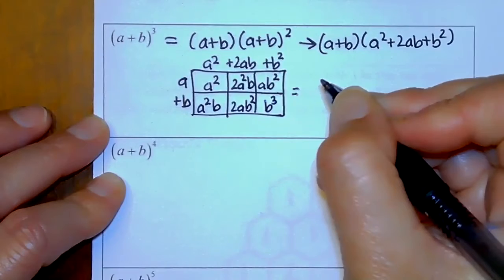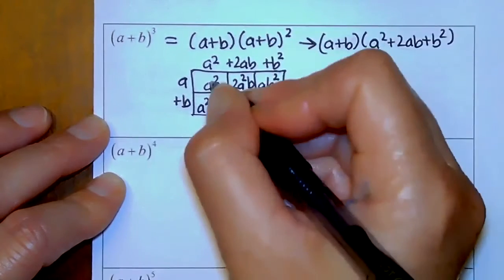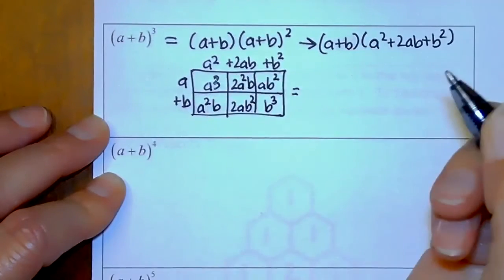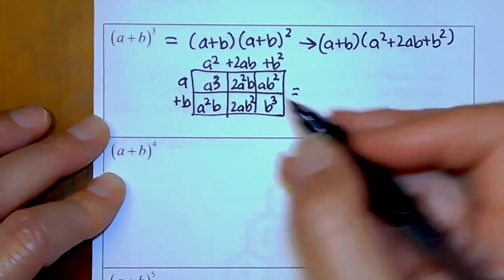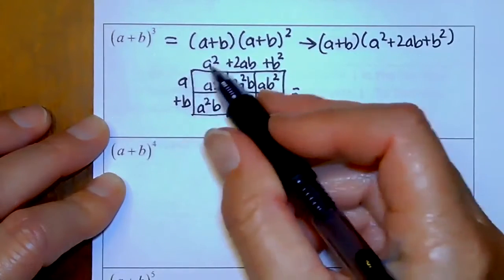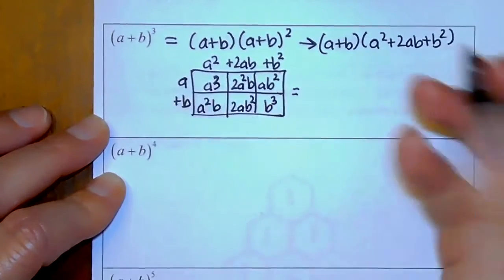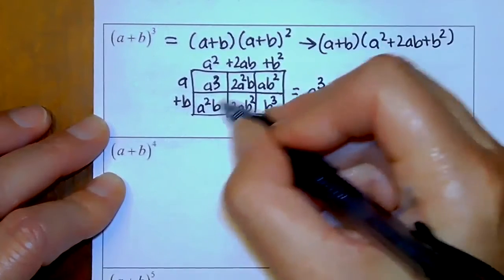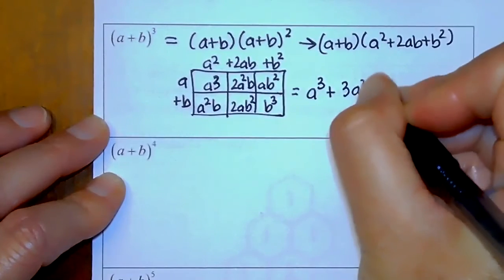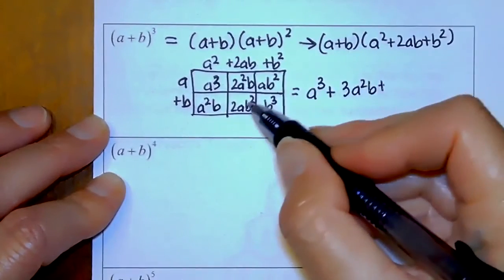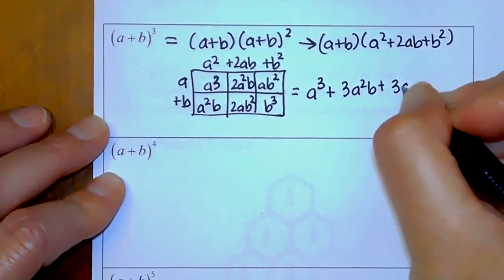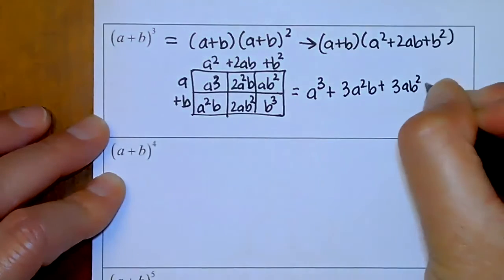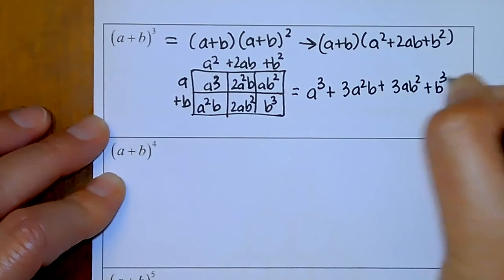And then I'm going to combine like terms. So, I'm sorry, this is not a squared. This is an a cubed. Okay. So again, a times a squared is a cubed. So now I'm going to combine these. So I'm going to get an a cubed plus, these are going to become a 3a squared b. These are going to become a 3ab squared. And then I get a b cubed.